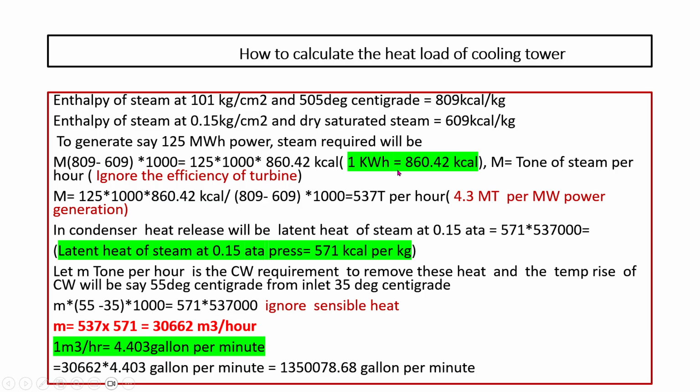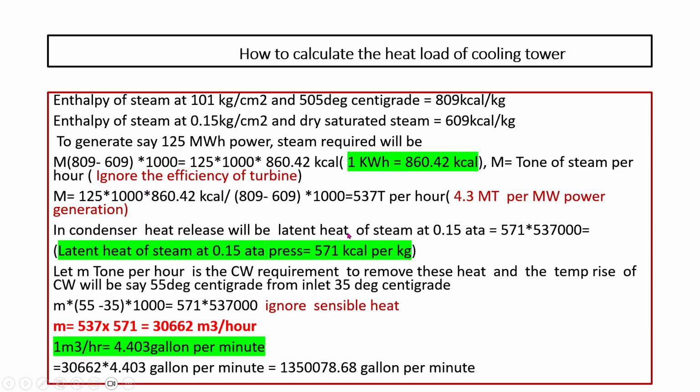If we equate both and find the value of M, M will be around 537 ton per hour. This much steam is required at 101 kg per centimeter square and 505 degrees centigrade, with exhaust at 0.15 kg per centimeter square, to generate 125 megawatt power. That is 4.3 metric ton of steam per megawatt power generation.